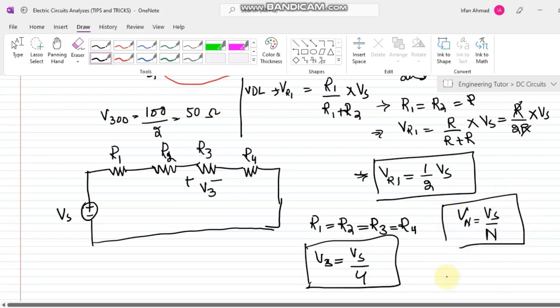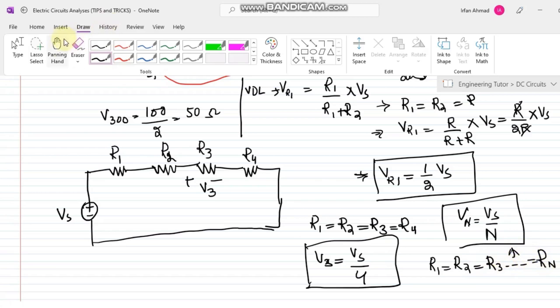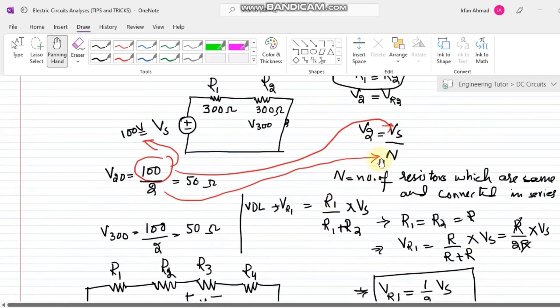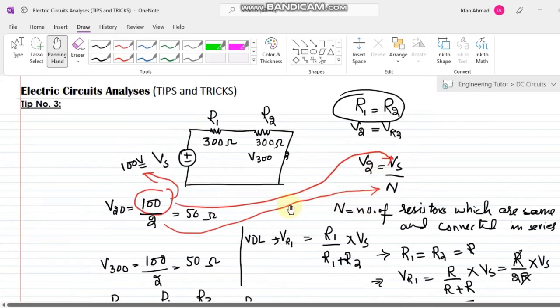Such that the value of R1 is equal to R2 is equal to R3 up to Rn, which are all equal in value. So this is one of the very important rules which has to be followed in all circuits, and in many exam questions, MCQ questions, and many interview questions, this rule will make your life easier.